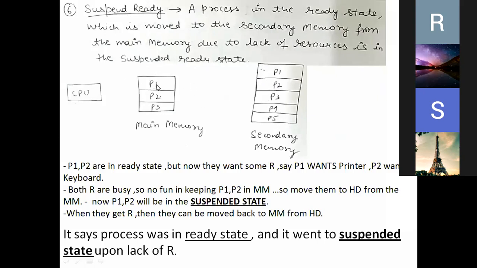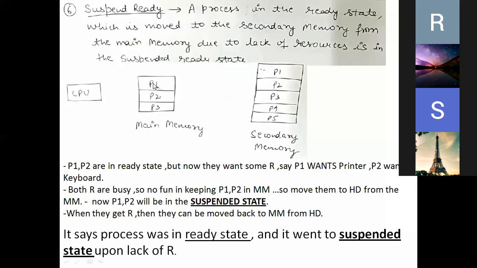And in the main memory, we have here P1 process, P2 process, P3 process. Here P1 and P2 are in the ready state, but now they want some resource. Say process P1 is in need of a printer, and the second process is in need of some other resource. So both these processes P1 and P2 are requesting some resource. Hence, there is no use of keeping these 2 processes in the main memory. Why? Because as these 2 processes are willing to use some resource, or are requesting some IO operation, there is no point in keeping them in main memory.